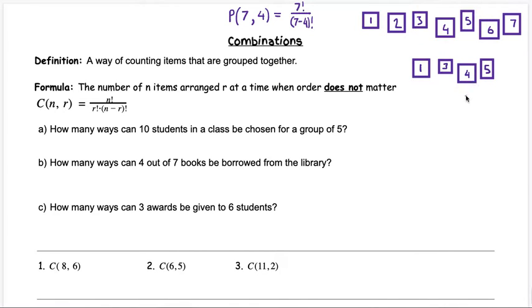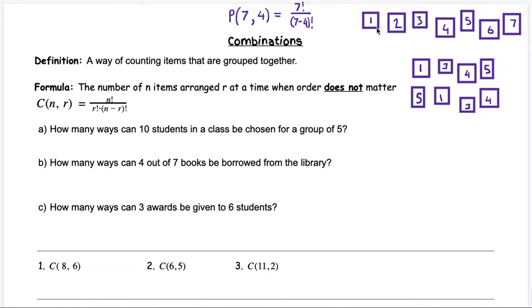With permutations, this is the first time we display these 4 paintings on the wall. Maybe the following day we don't need to replace any of these, but we want to arrange them in a different way. So maybe we take 5 first, then 1, then 3 and 4. With this 5, 1, 3, 4, we're saying that this is a different permutation of those 4 paintings.